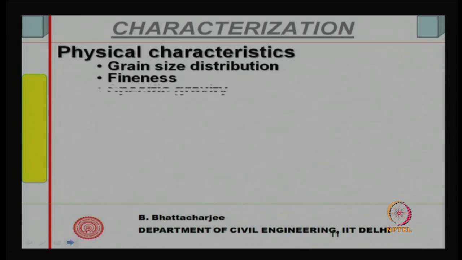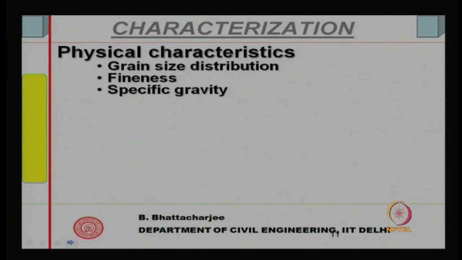Characterization of these materials. We have physical characteristics. First thing, we look at grain size distribution, particle size distribution, fineness and also specific gravity. Now, grain size distribution is important because if you have more of the fine materials, if the particle sizes are finer, they can react at a faster rate. Therefore, fineness distribution is one thing and overall fineness is also an important aspect. So, the finer the material is, the more it will react. Specific gravity is important because that will tell us how much volume they occupy.